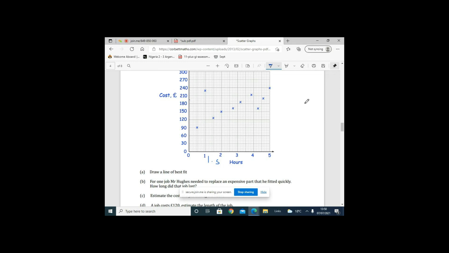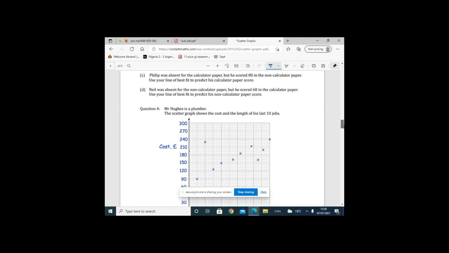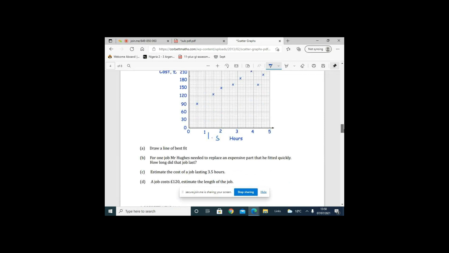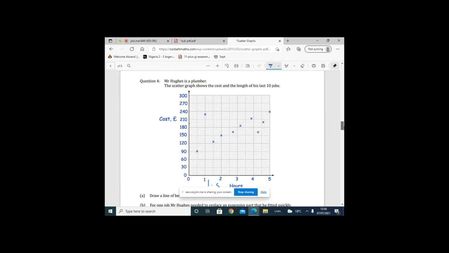Okay, it said for one job. So you know it's like 10 jobs now. You get it? So that's what? Okay, yeah, I can see it. 10 jobs, last 10 jobs. So that's 5 hours. Okay, so we're supposed to divide it by 10. That's the answer to B.